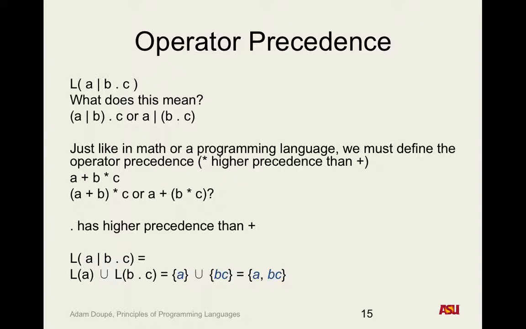Yeah. So we first, because we know that the dot has higher precedence, we're going to do, essentially, you can think about we're doing that last. So we're going to first do the OR, and we're going to say the language described by A union the language described by B dot C, and then we calculate both of those, and we say the set containing A union the set containing the string BC, and we union those.